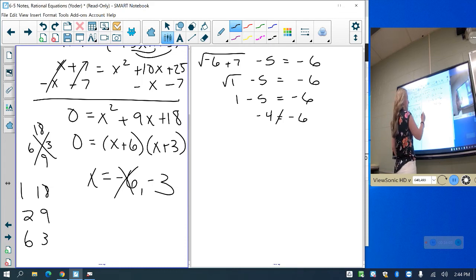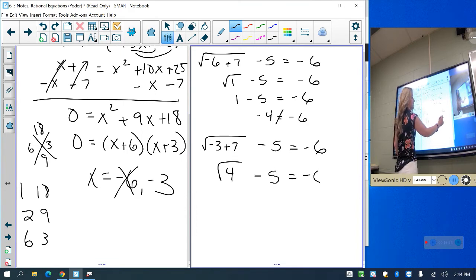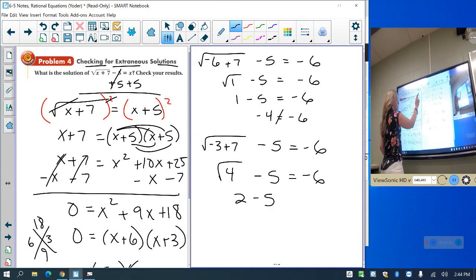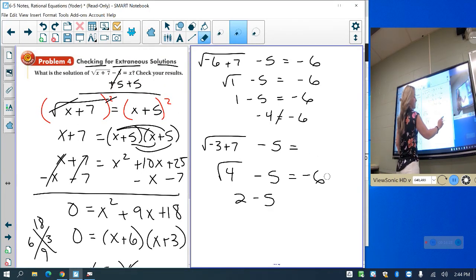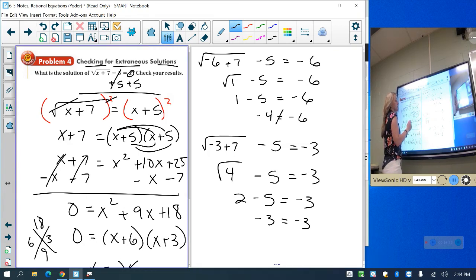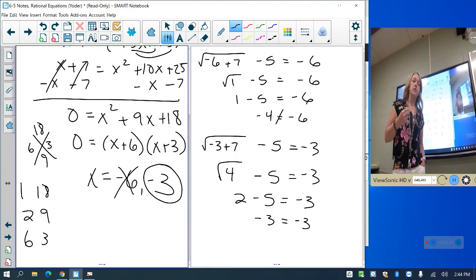Now go ahead and plug in -3. So the square root of -3 plus 7 minus 5 equals -6. Square root of 4 minus 5, 2 minus 5. Hold up, what did I do? Oh, not -6. It equals x. X is -3. My fault. I was going to say we have two extraneous solutions, but not possible because this is actually -3. If you look at the original equation, it equals x, and x was -3. So my only solution to this would be x equals -3. -6 would be what we call an extraneous solution.